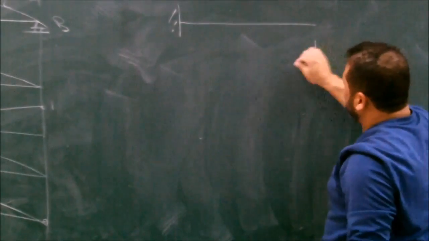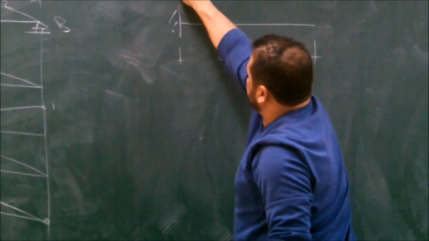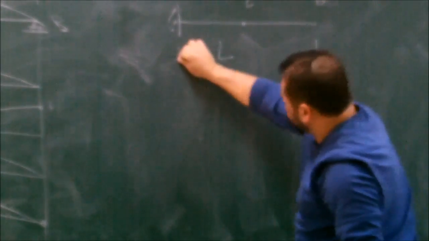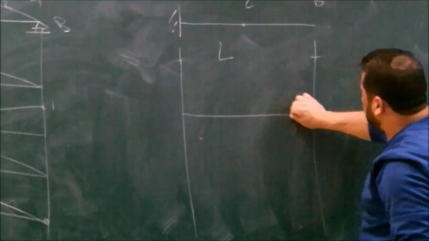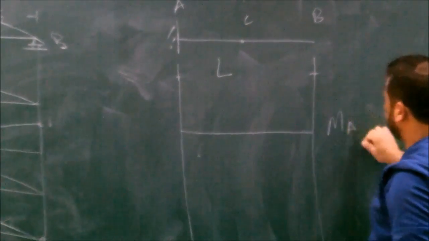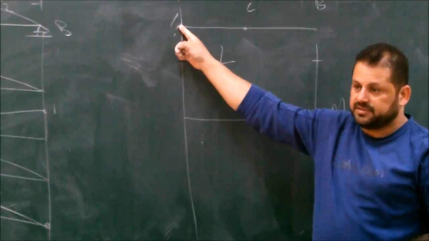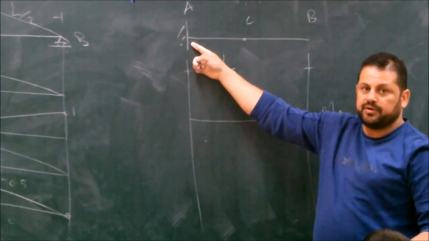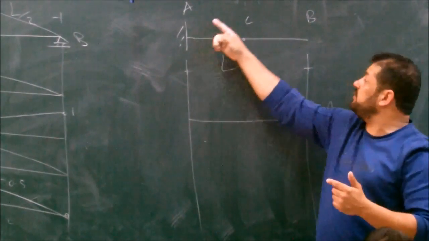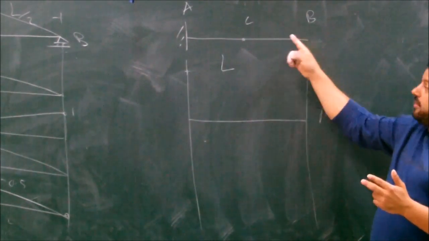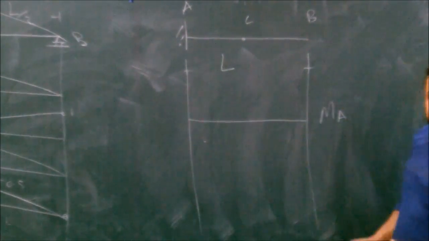Cantilever beam with length L. A, B, C in the middle. What's the influence line for MA? If the unit load is here, 0. The moment at A is 0. The moment at A will be maximum when the unit load is all the way out. The moment will be minus L.